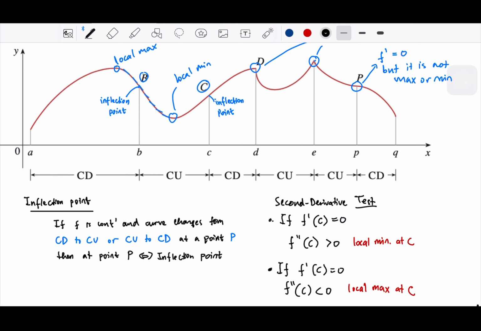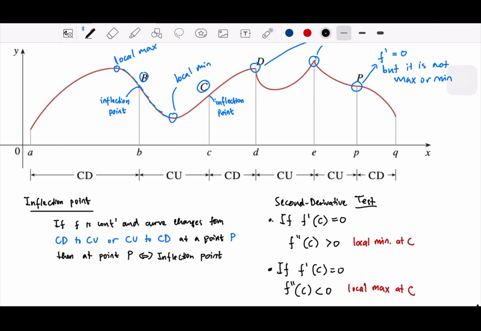If you have the critical number, you can find the critical number and check through your second derivative. If it is positive, then it will be a minimum or local minimum. If it is less than 0, it will be a maximum or local maximum.